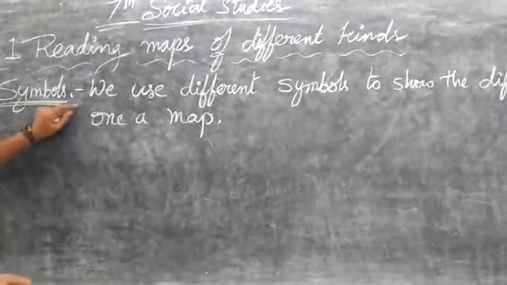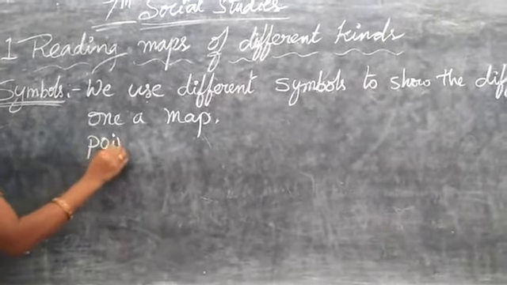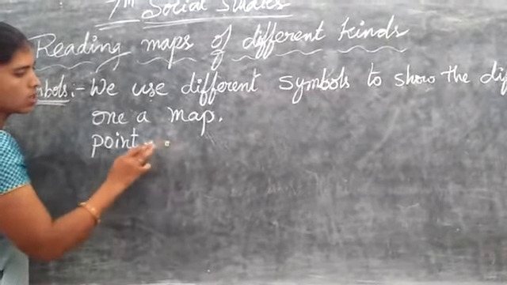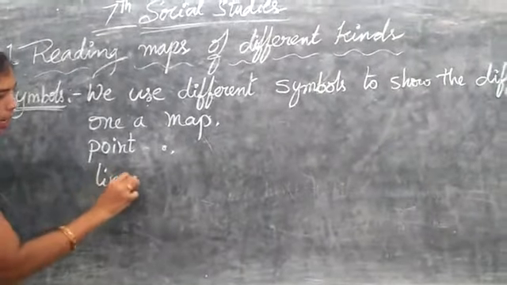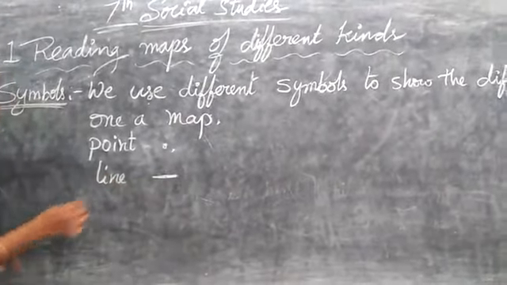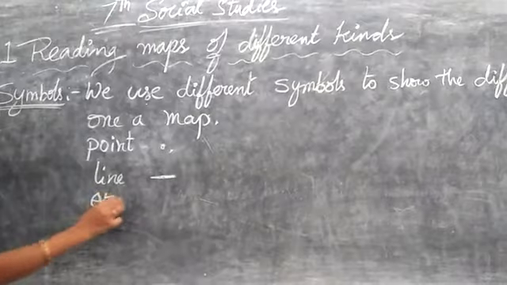Which symbols do we use? They are point. This is point. We use point, line, and area.